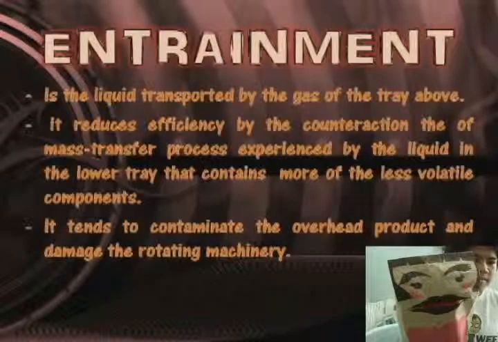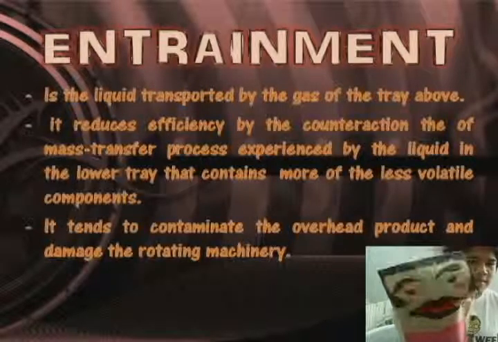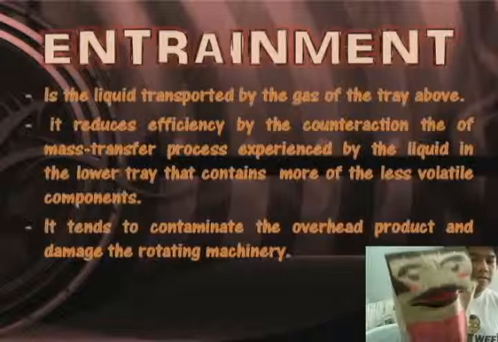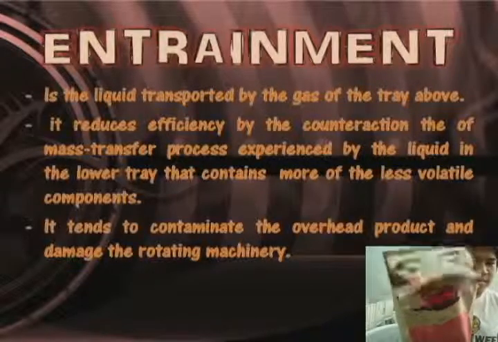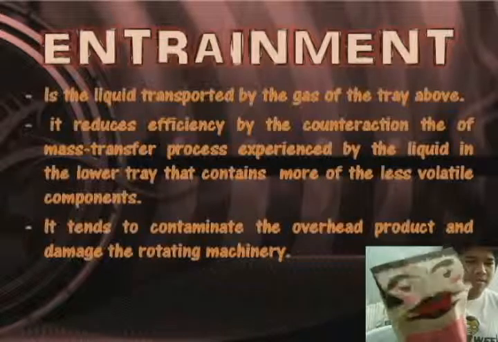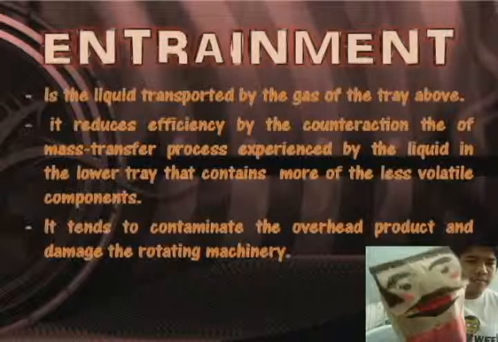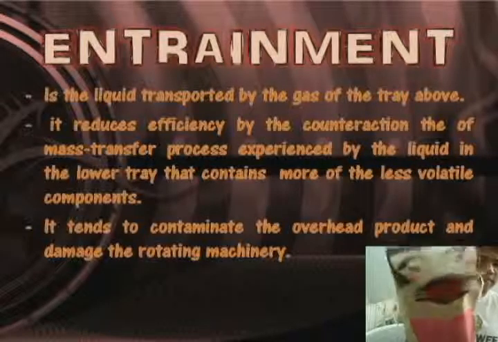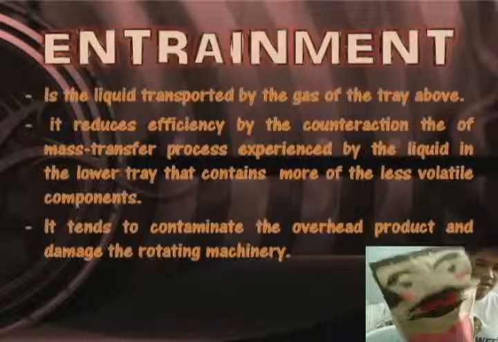Entrainment in tray or plate towers. Entrainment is the liquid transported by the gas of the tray above. It reduces tray efficiency by the counteraction of the mass transfer process experienced by the liquid in the lower tray that contains more of the less volatile components. Sometimes, it tends to contaminate the overhead product by bringing non-volatile impurities upward. Moreover, it has a tendency to damage the rotating machinery in the path of the overhead product.